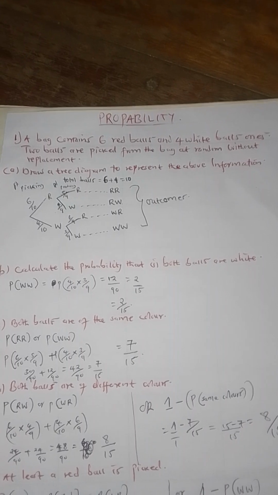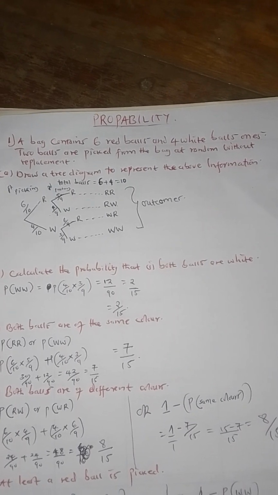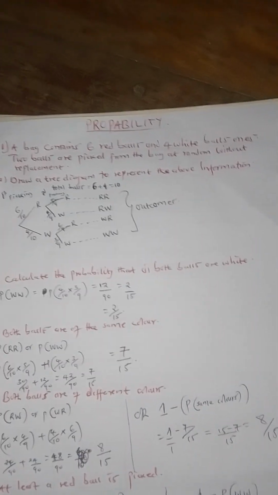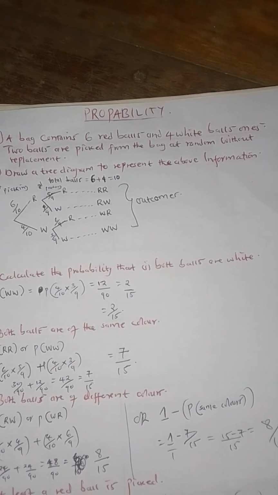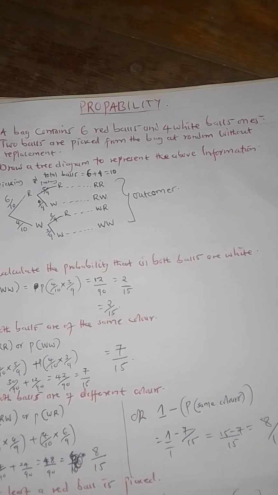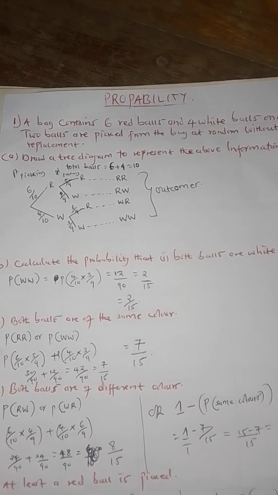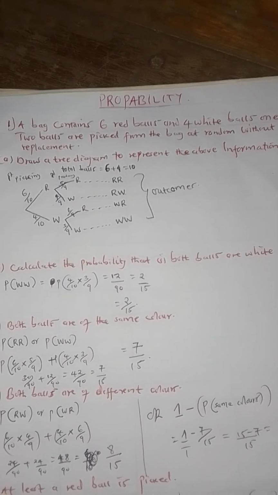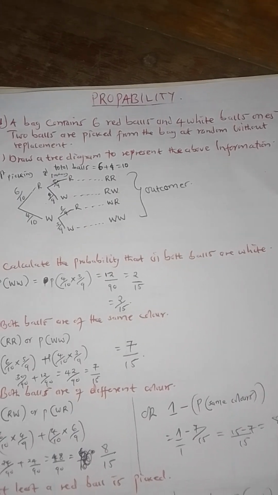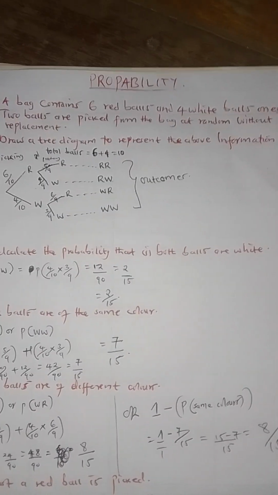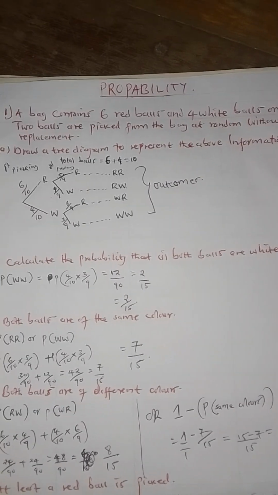Question number 1. A bag contains 6 red balls and 4 white balls. 2 balls are picked from the bag at random without replacement. Then part A, draw a tree diagram to represent the above information. So we are going to use a tree diagram to represent the given information.